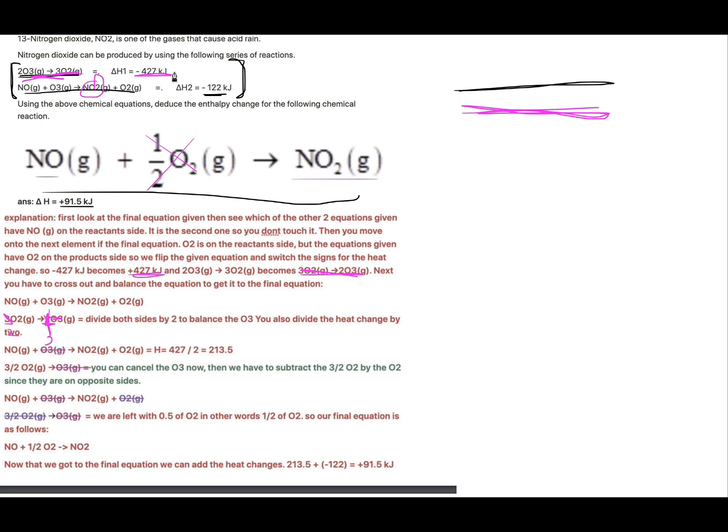After you're done with that, you just add the heat changes. So you do negative 122 kilojoules plus this, and it's positive, so it's positive 427. But since we divided the whole equation by 2, we divide this by 2 also.